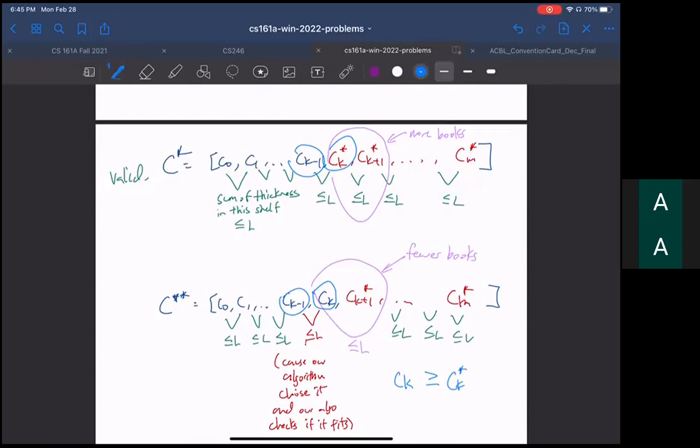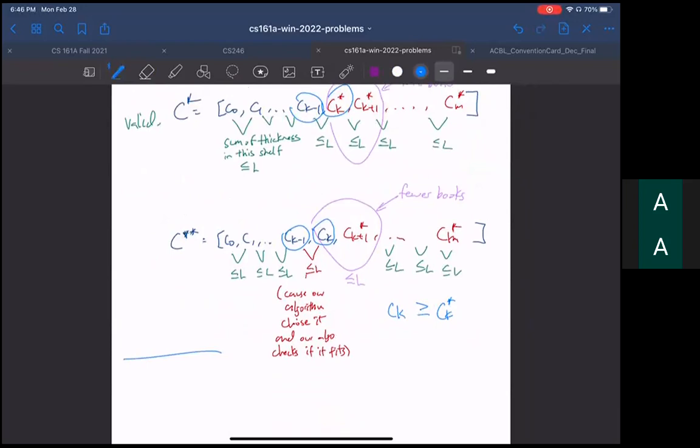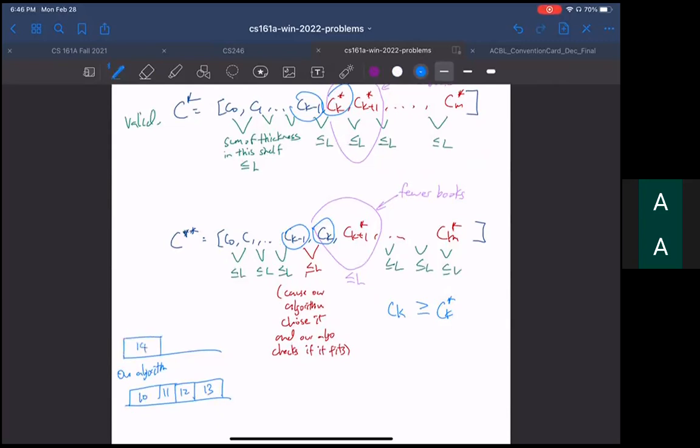Right, CK is the index of the book on the next shelf. Because we packed as many books as possible into that previous shelf, CK is going to be large. It's going to be larger than if we packed CK star. Okay, let me just draw a picture so you can imagine. Let's say our algorithm was packing books 10, 11, and 12, and then it tried very hard and it tried to pack 13 and it fit perfectly. Then 14 goes on the next shelf and so on.